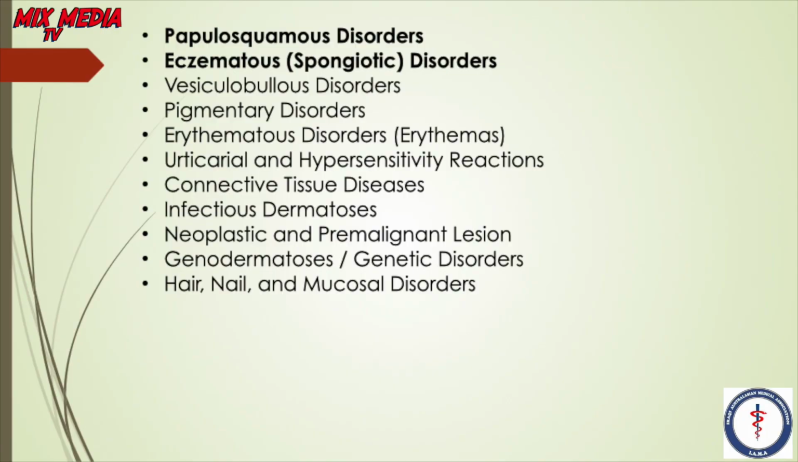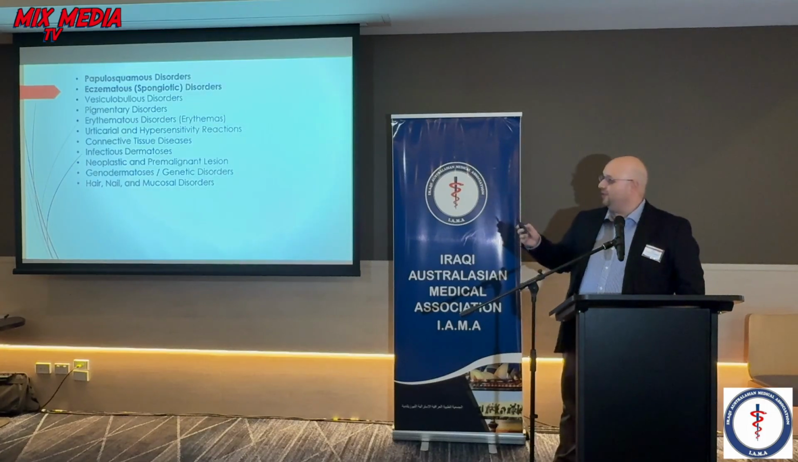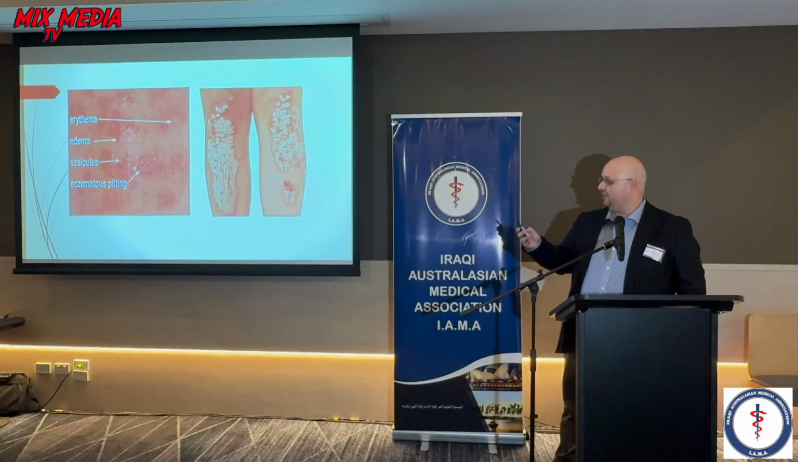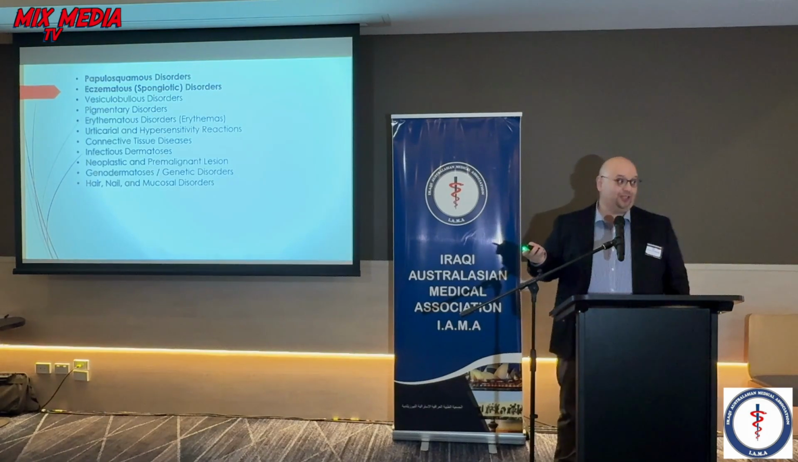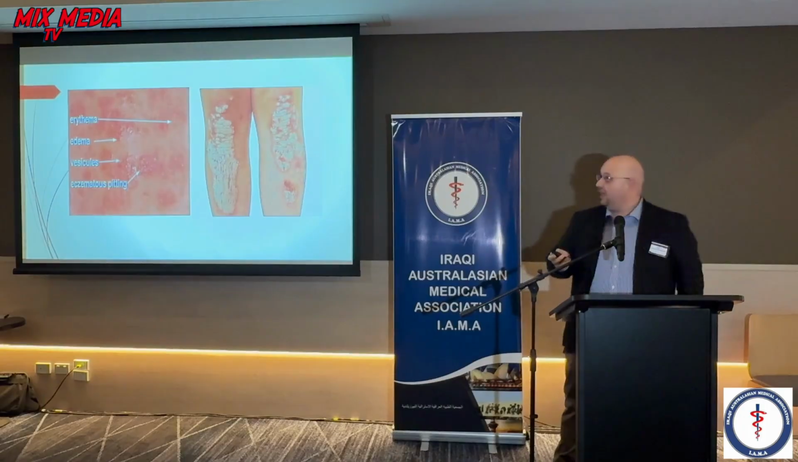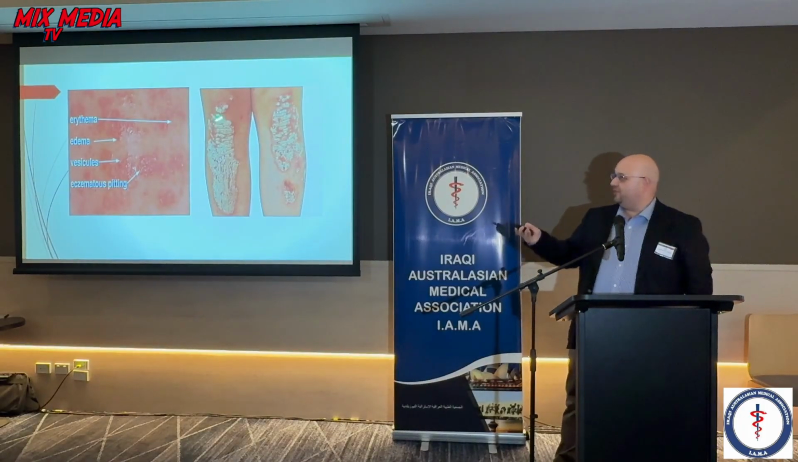We have around 3,000 well-known dermatological conditions, but you could classify them into one of these 10 groups or categories. The most common are papulosquamous disorders and eczema, or non-papulosquamous disorders. As you know, papulosquamous disorders are well-defined, with psoriasis the prime example. In eczema, you have ill-defined borders.